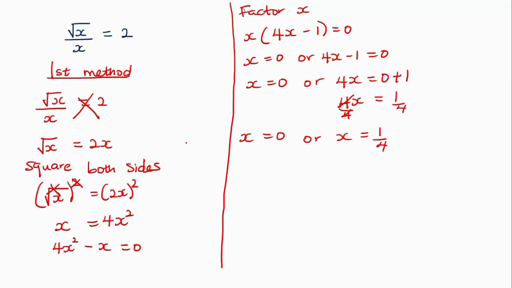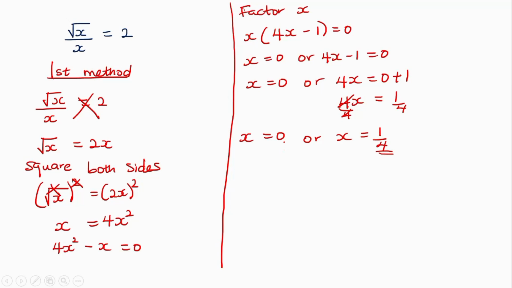So this is the first method on how you can easily solve this kind of equation. Now right here, x is equal to 0 would make the original equation undefined. So at this particular point, the valid solution for x is 1 over 4. So this is the valid solution, because x equal to 0 will make this equation undefined.